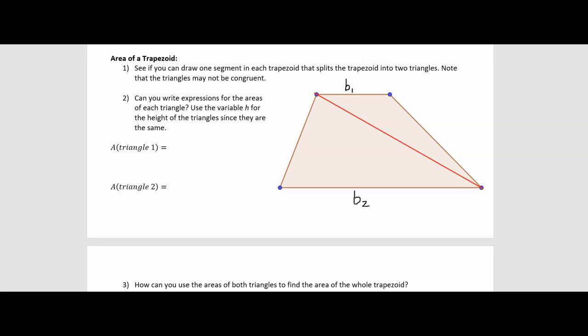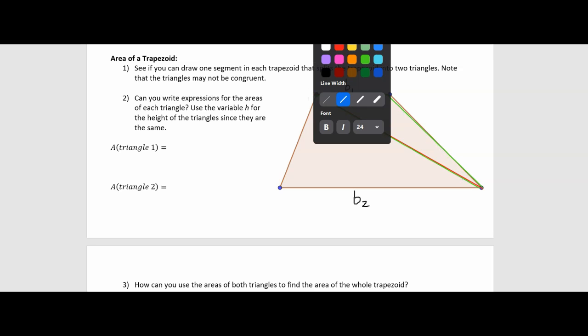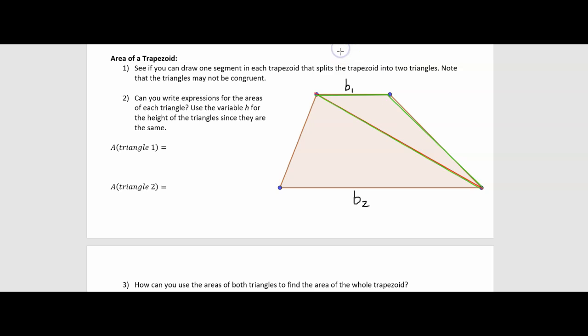Can we write an expression for the areas of each triangle? Use the variable h for the height of the triangles since they are the same. That is correct. Let me just actually outline these triangles. I'll do one in lime green, one in red. Okay, so we have a red and a green, and what's on the paper is correct, right?